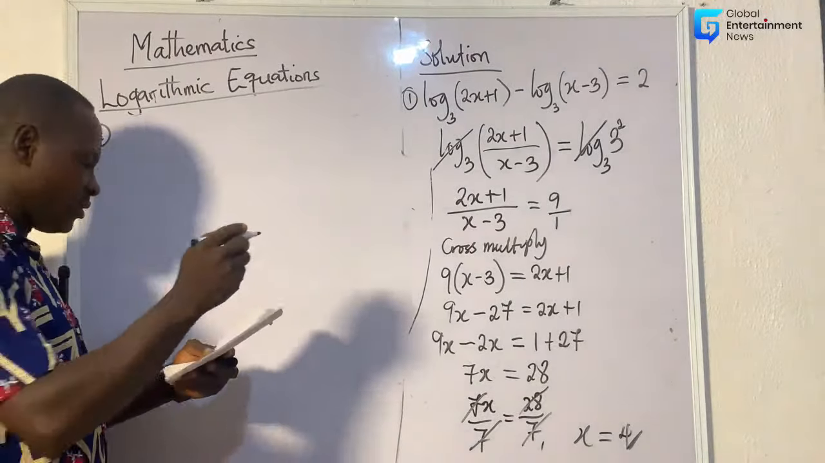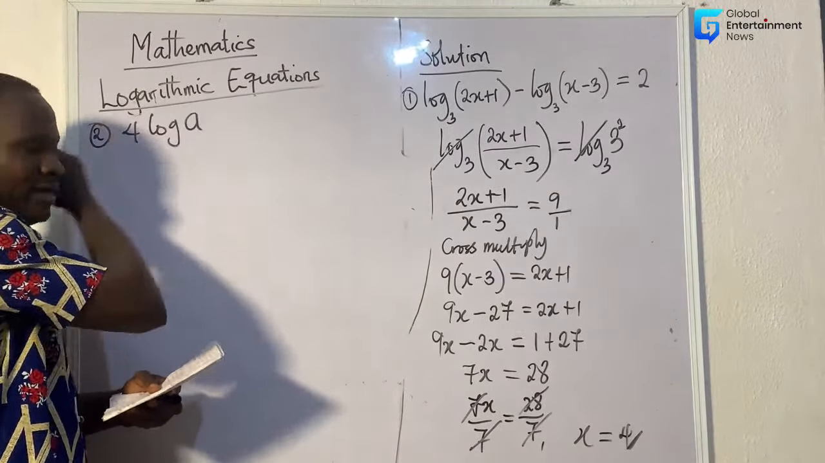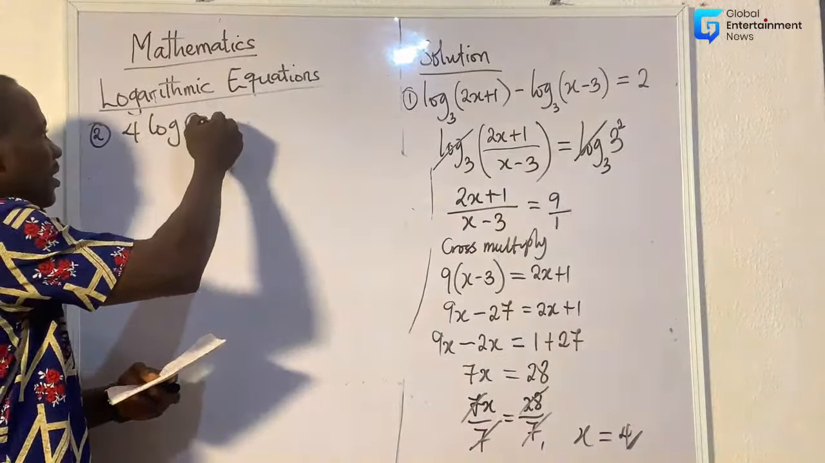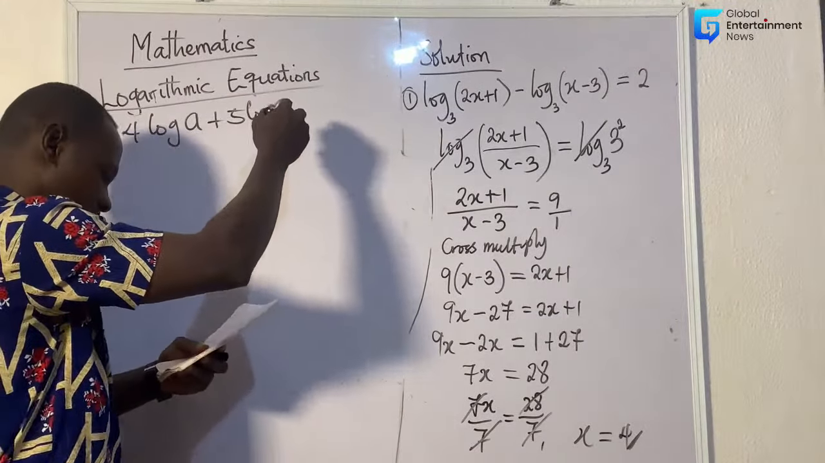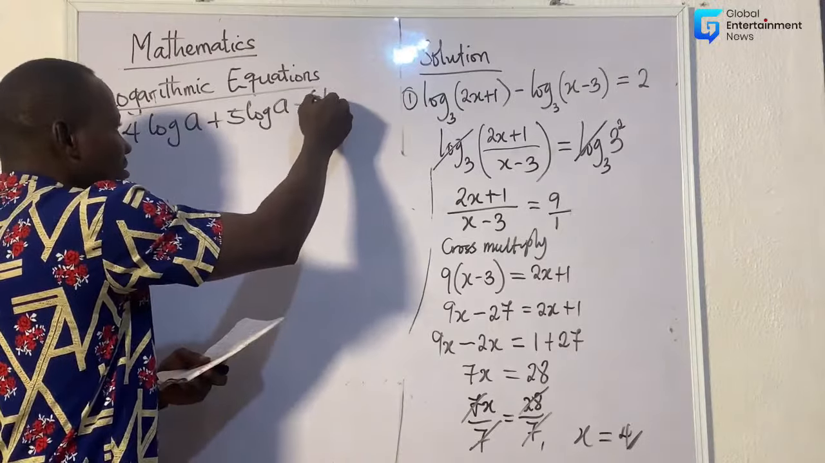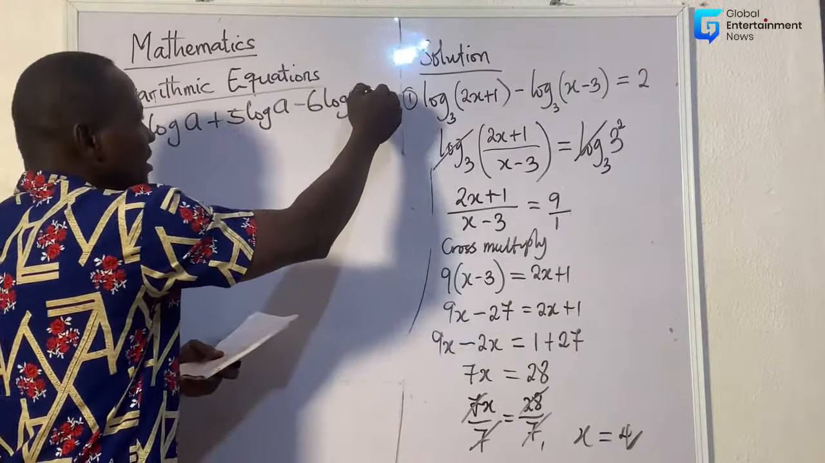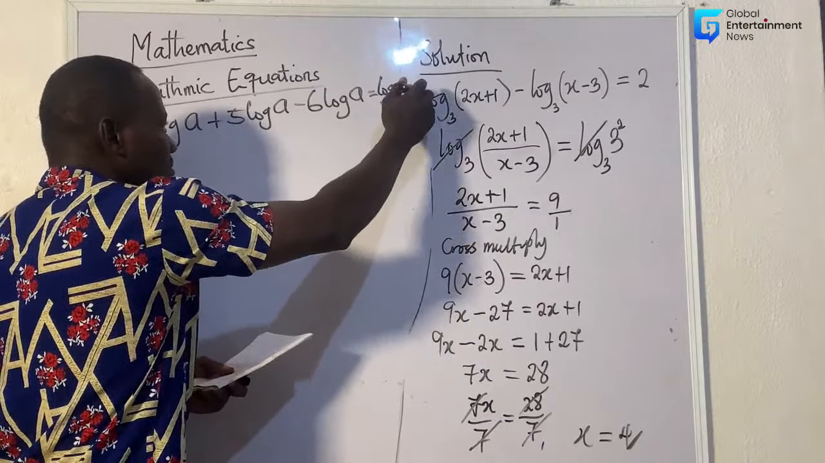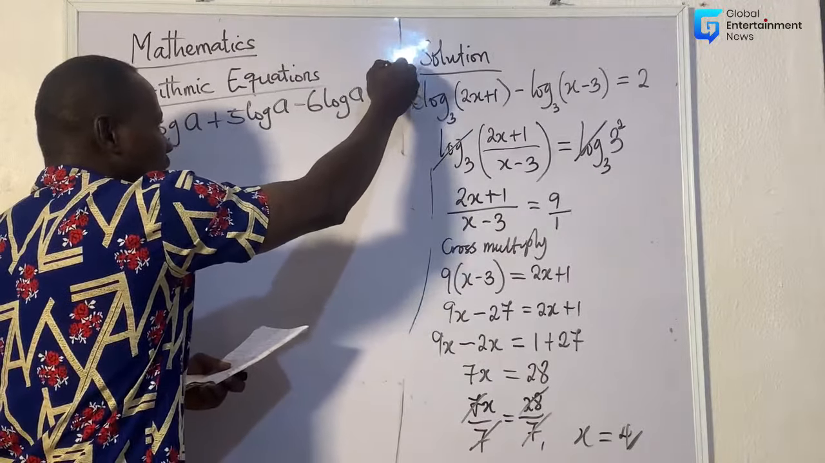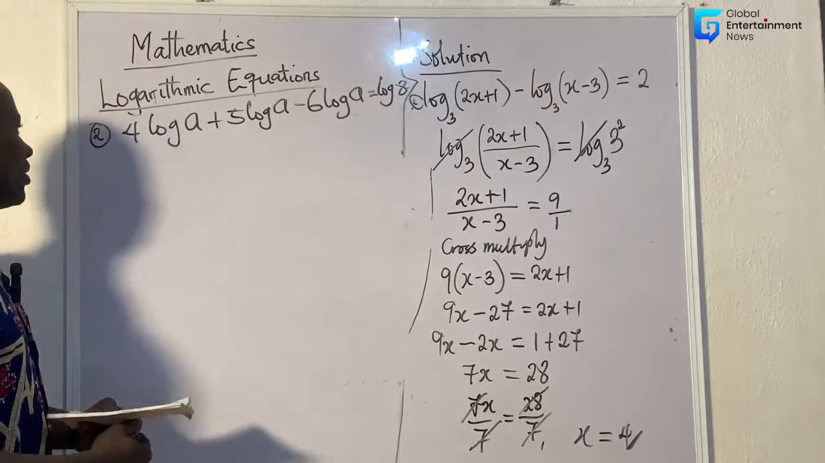The second question is 4 log A plus 5 log A minus 6 log A is equal to log 8. Now, what do I do here?